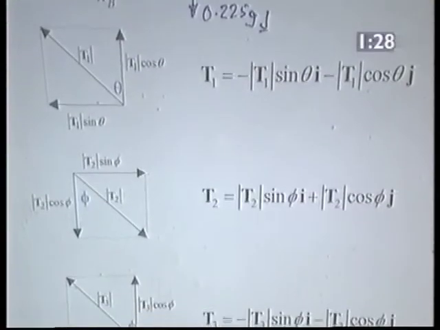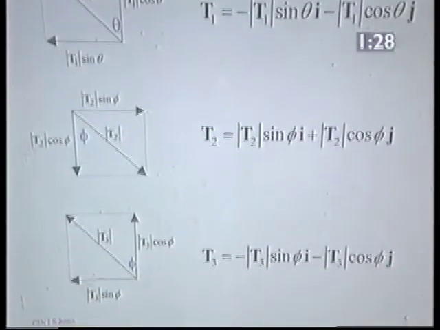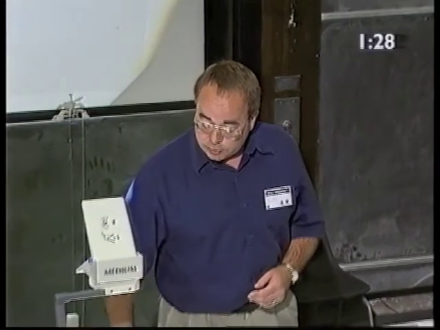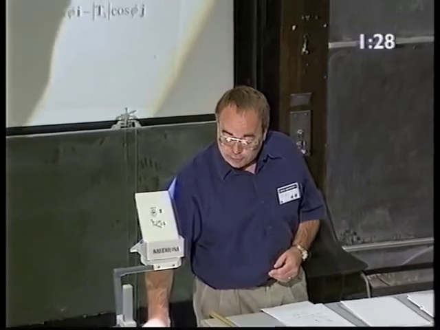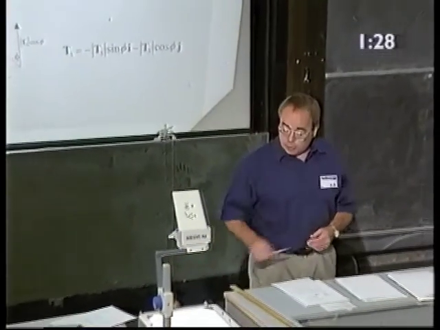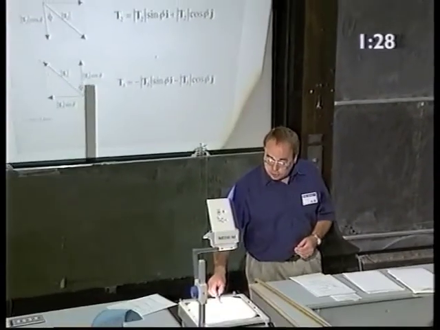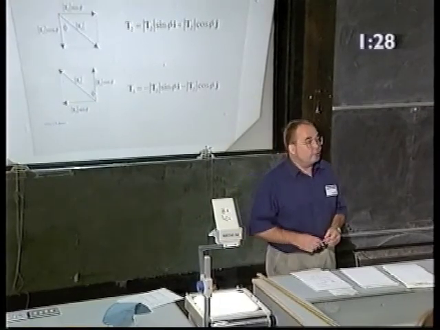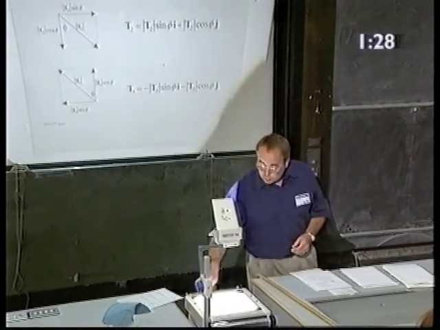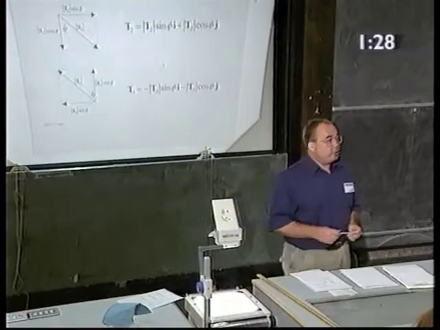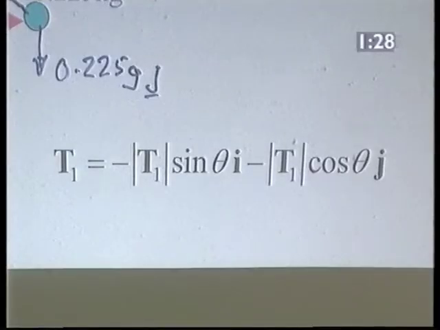Finally, T3. T3 is a force in this direction here, so resolving into its components, it makes an angle phi with the vertical, so we have T3 cos phi and T3 sine phi. So these are the vector expressions for the three tension forces.